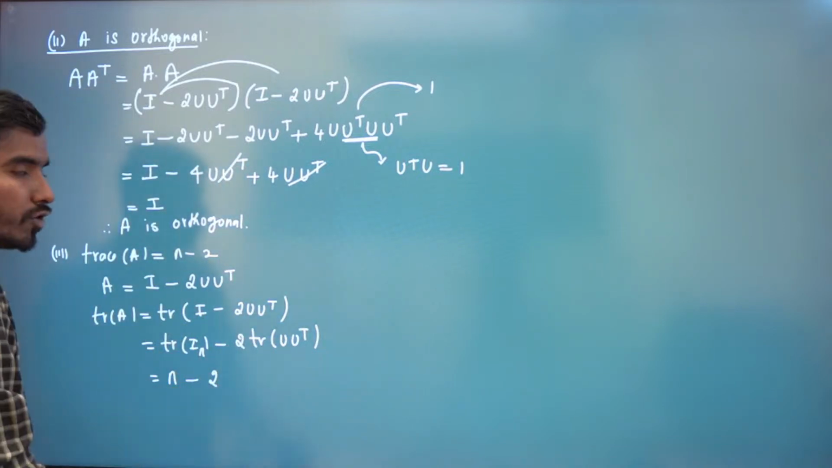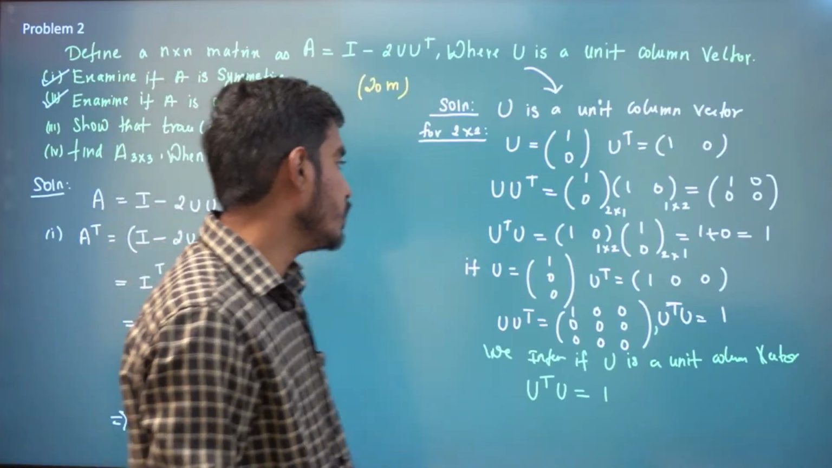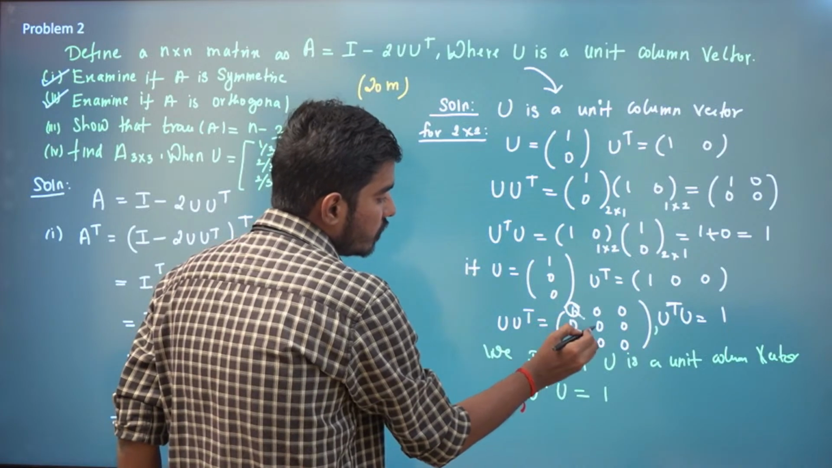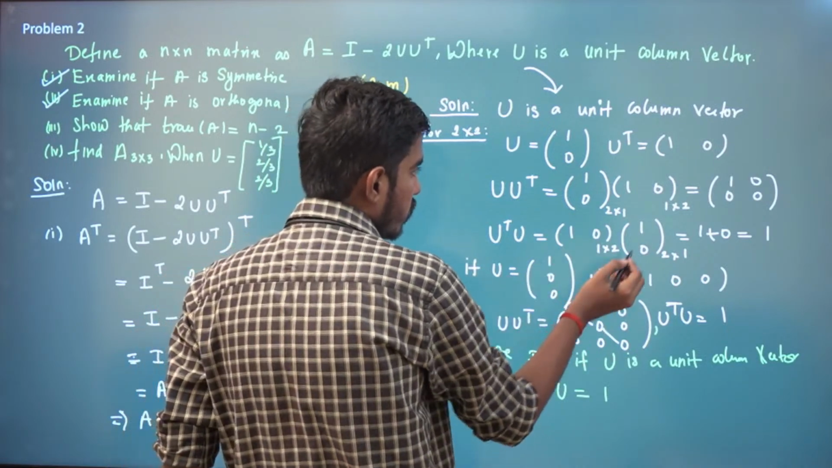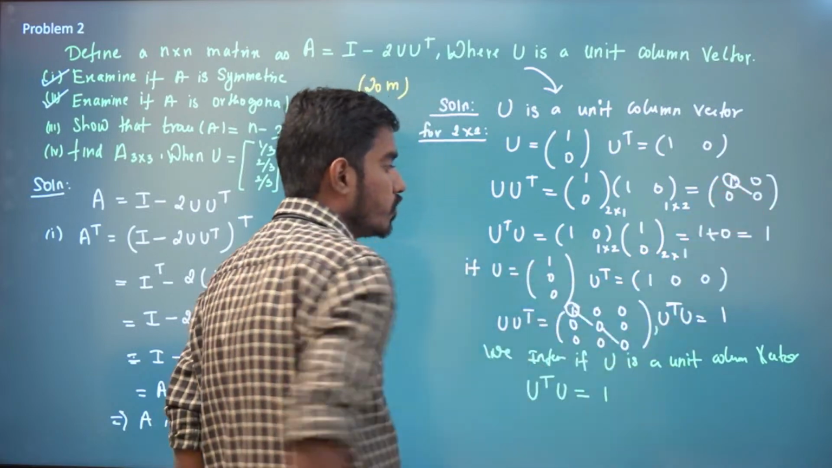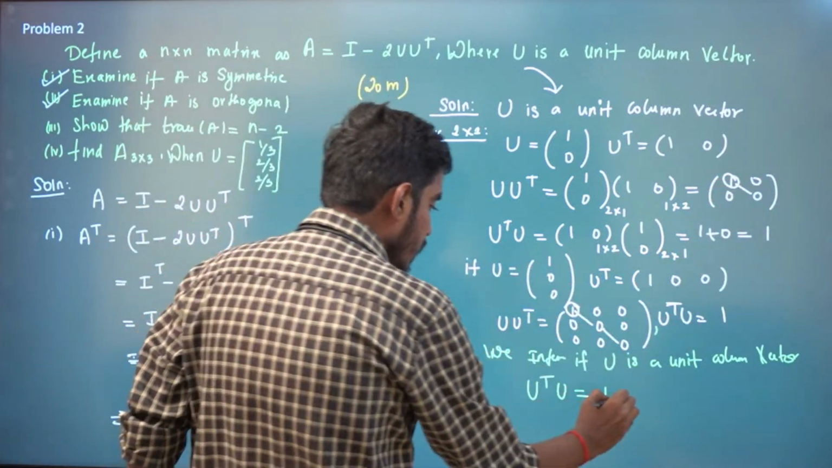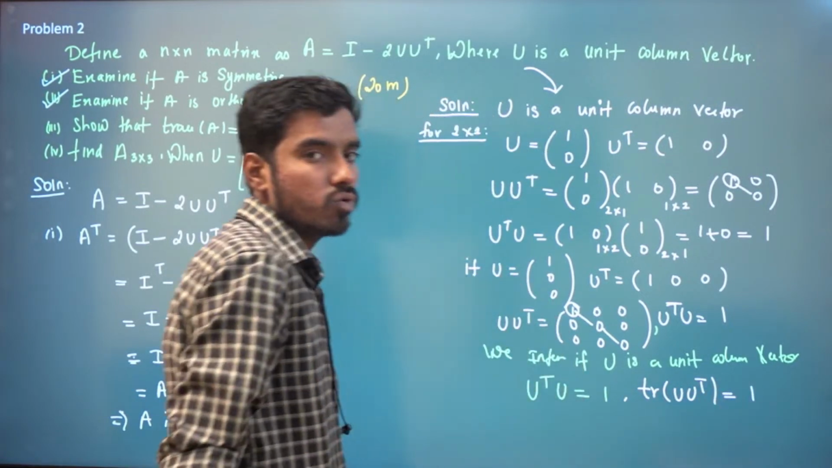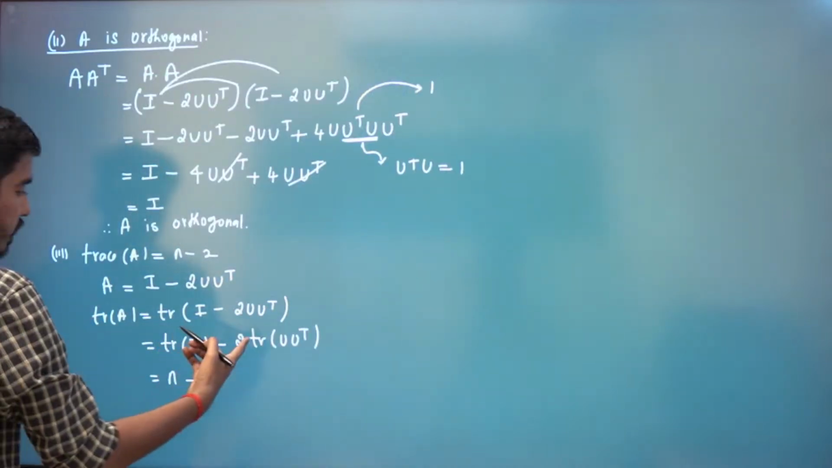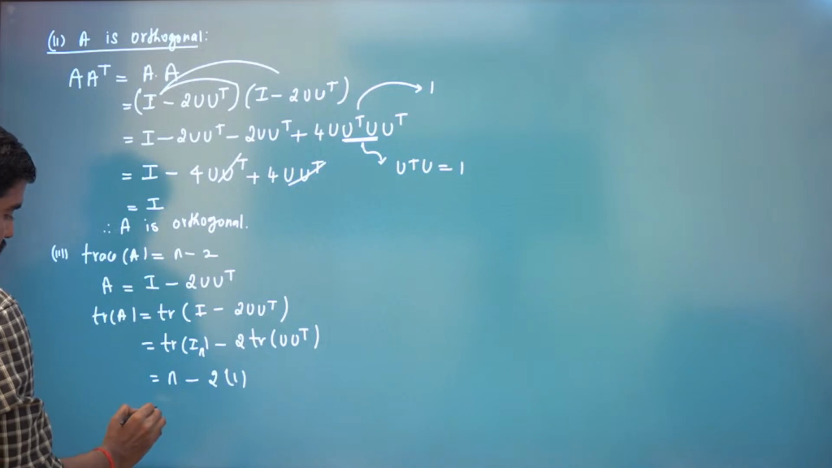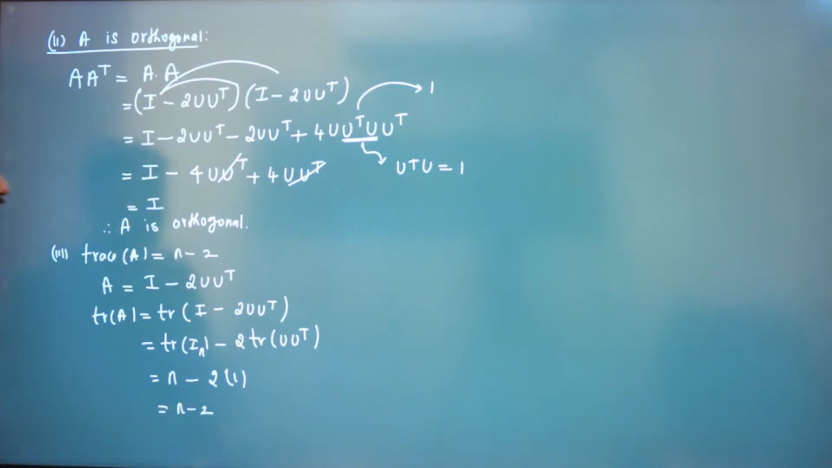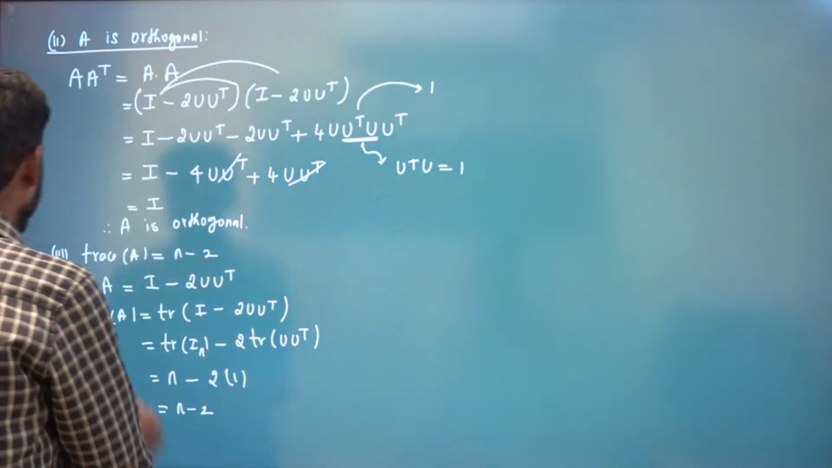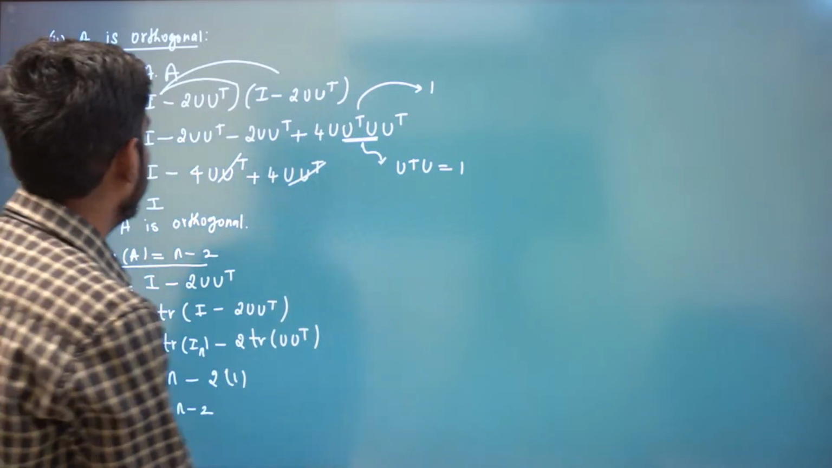Now what is trace of U into U transpose? We can see that U into U transpose always has 1 here and every other element will be 0. You can check it out, right? You will have 1 here and all that will be 0. So we infer that trace of U into U transpose is always equal to 1. So therefore, trace of A is equal to n minus 2. You know what is trace, right? This is nothing but the sum of the diagonal elements. So we have proved the third thing, that trace of A is equal to n minus 2.